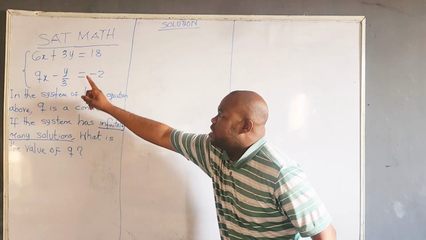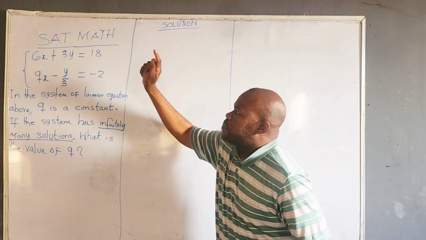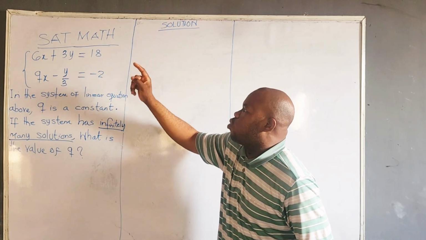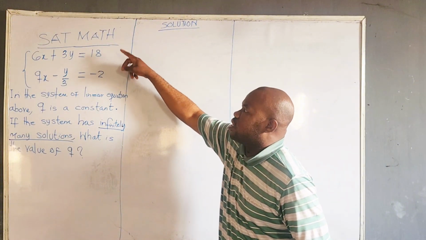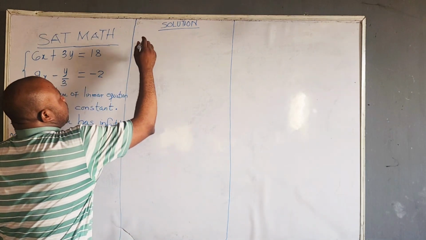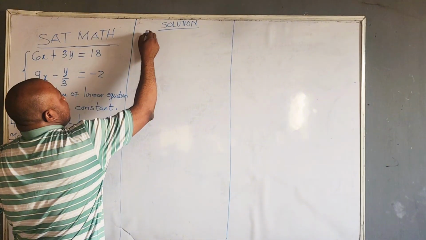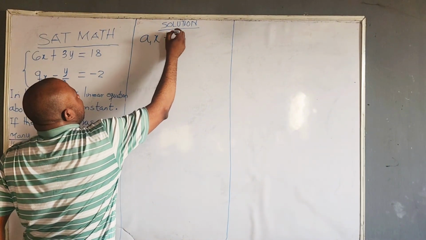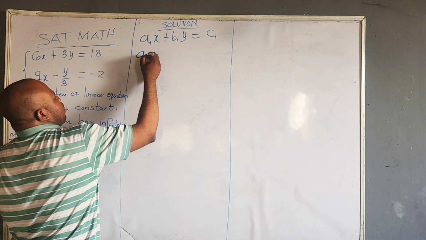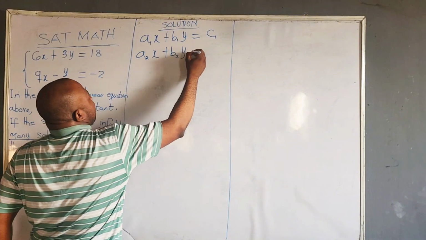For you to have infinitely many solutions, the ratio of the coefficient of x must be equal to the ratio of the coefficient of y, which must also be equal to the ratio of the constant. See what I mean? Suppose I have a system of equation like this, a1x plus b1y equals c1, and a2x plus b2y equals c2.